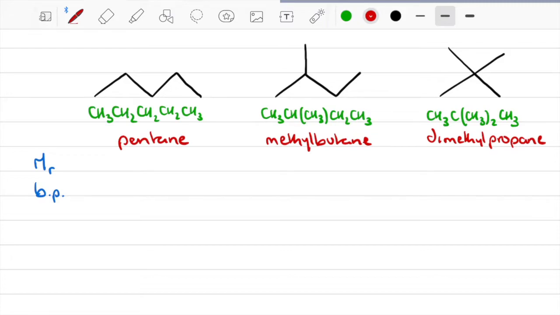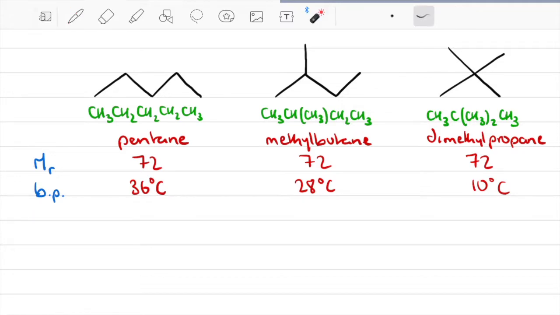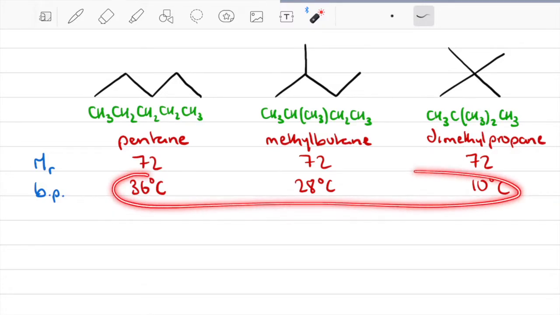Now, they all have the same molecular formula, they're all isomers of each other, so they all have the same MR. However, they do not have the same boiling point. So pentane, as we've already seen, has a boiling point of 36 degrees Celsius, methyl butane 28 degrees Celsius, and then finally dimethyl propane 10 degrees Celsius. So what we can see now is we do have the same MR, so we do have the same number of electrons. However, we do not have the same boiling point.